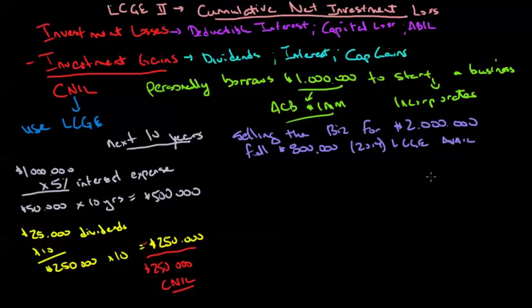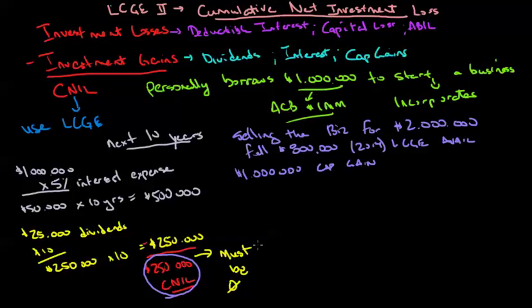And they say, well, I know I'm going to have a $1 million capital gain selling the business for $2 million with an ACB of $1 million. They know they're going to have a $1 million capital gain. But the problem here is that they have this CNIL balance outstanding, this $250,000 CNIL balance. So what they have to do is bring this to zero in order to use their lifetime capital gains exemption. As I discussed earlier, it's the only time that we care about the CNIL balance.